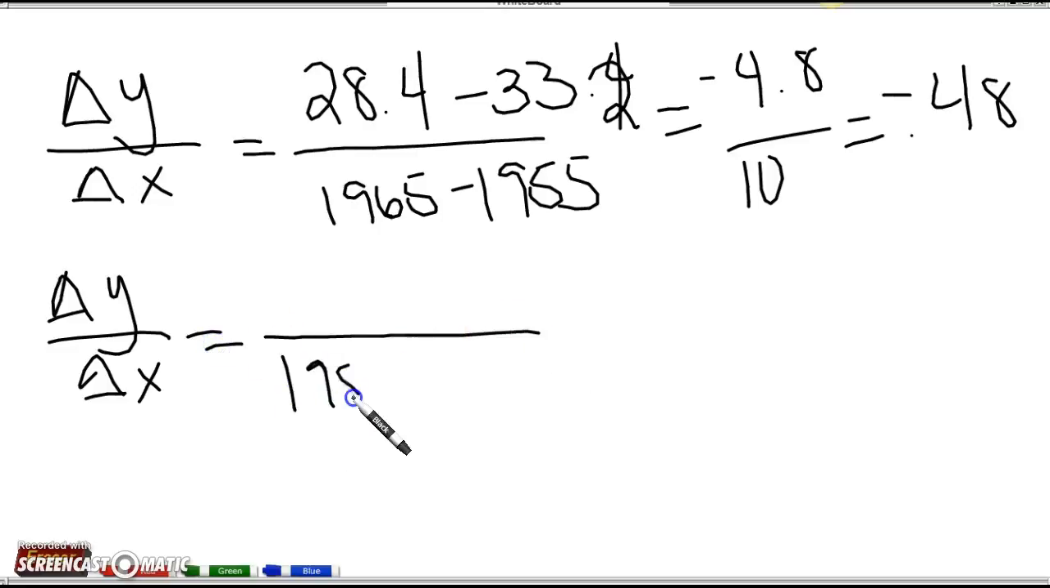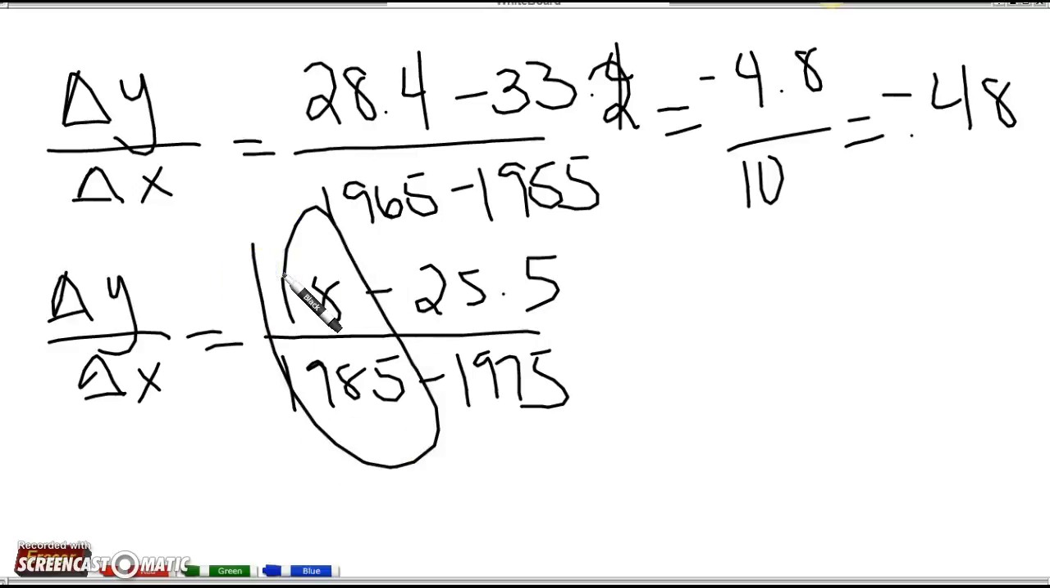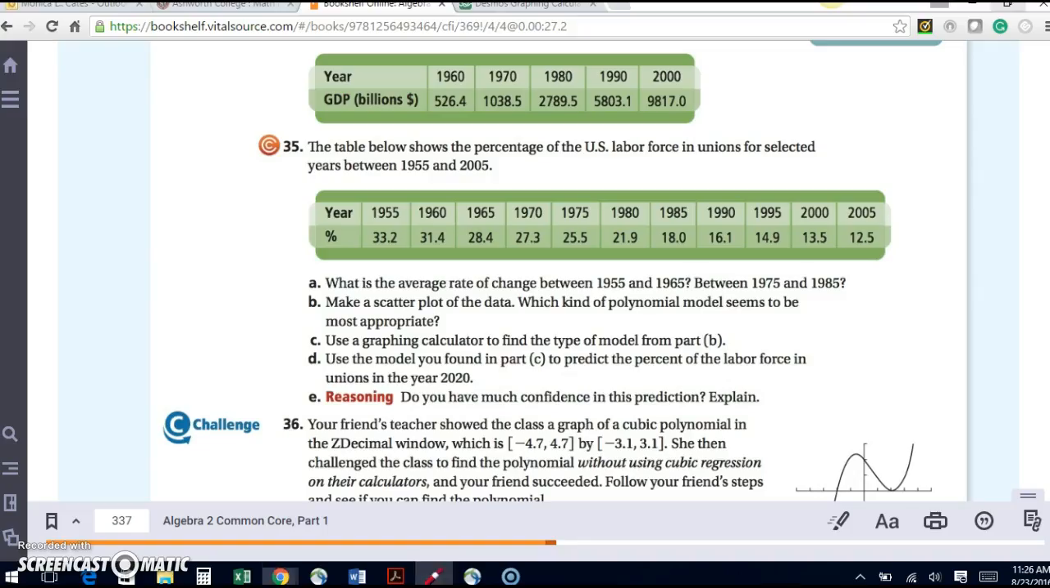It's from 1985 to 1975. That's 18 minus 25.5. And this is the percentage of union workers in 1985. So those scores correspond. And again, I got negative 0.75 when I evaluated that. All right, let's go on to the next question.